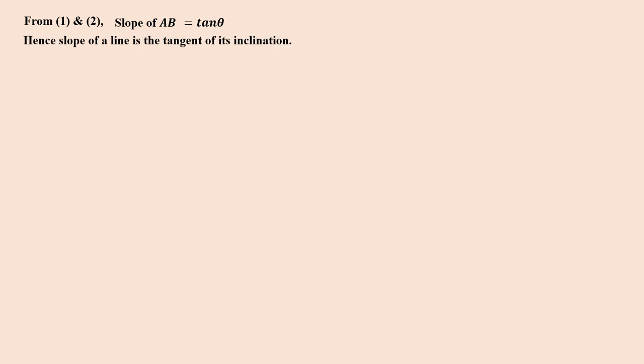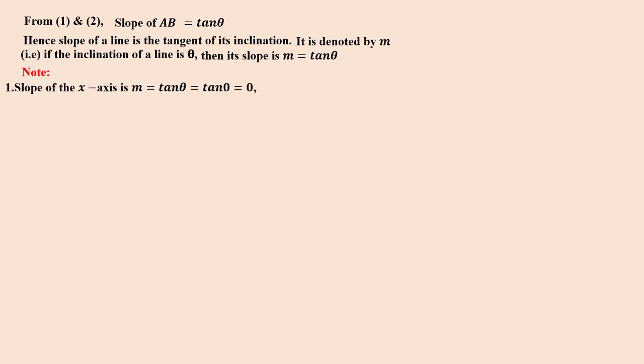Slope of a line is the tangent of its inclination. Theta is the inclination. So tangent of inclination is denoted by small m. Always slope is denoted by small m, which is equal to tan theta. The inclination of a line is theta, then its slope is m equal to tan theta. Next note, slope of the x-axis is m equal to tan theta, because we know inclination theta is 0 for the x-axis. Tan 0 is equal to 0.